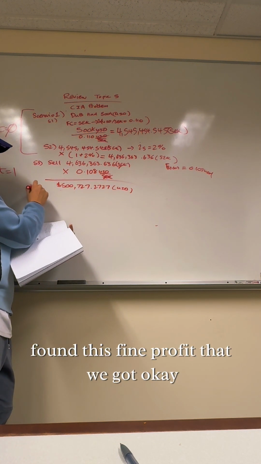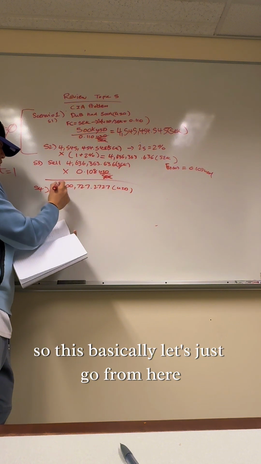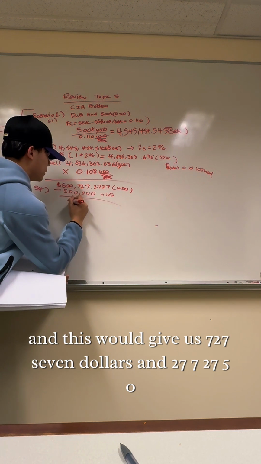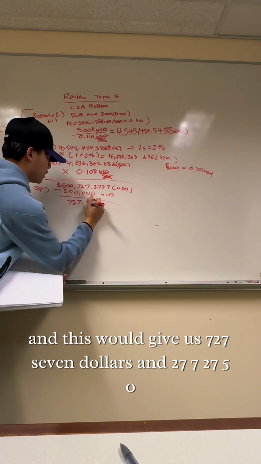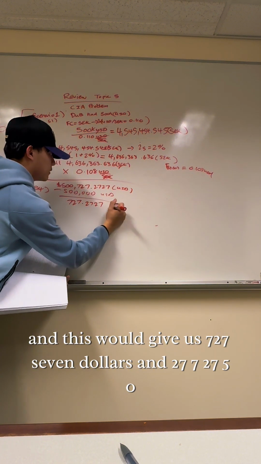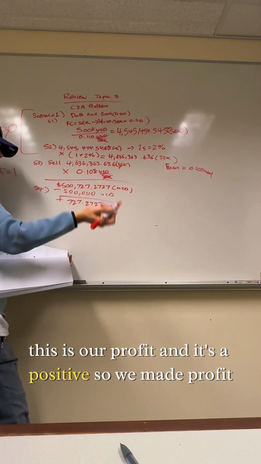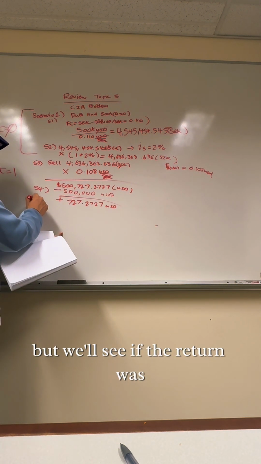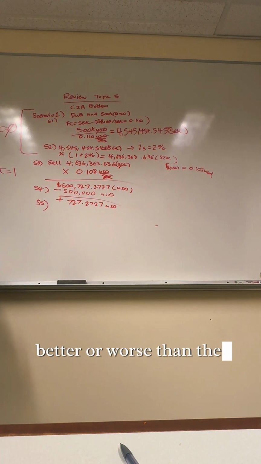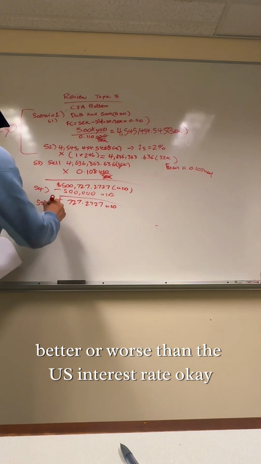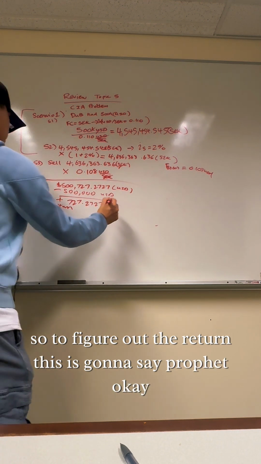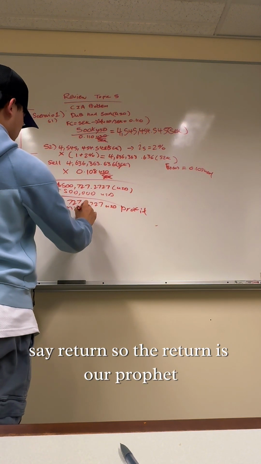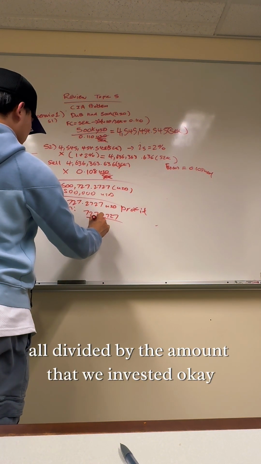Now let's find the profit that we got. We take this amount minus the amount we initially had, and this gives us $727 USD. This is our profit, and it's positive, so we made a profit. But we'll see if the return was better or worse than the US interest rate. To figure out the return, the return is our profit, all divided by the amount that we invested.